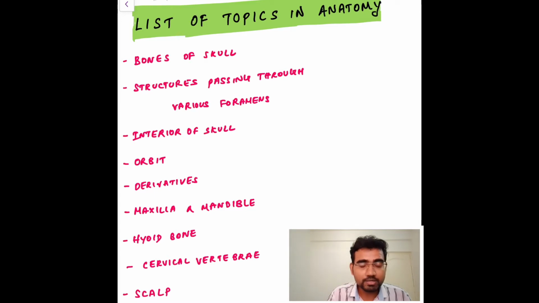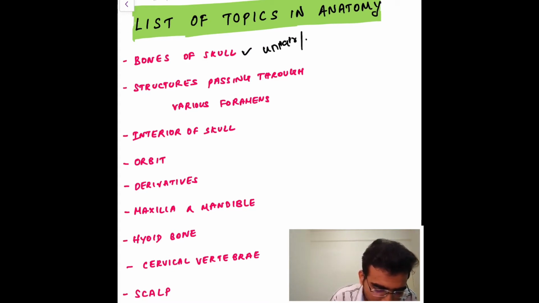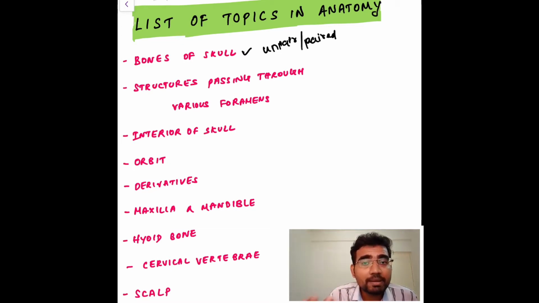The red ones you should read from the textbooks. So the first one, if you see, is the bones of the skull. The bones of the skull, if you see, are unpaired and paired, right? So you should be aware of all those things and the communicating aspects of it. If you look at paired, it's going to be the parietal and the temporal, and the unpaired is going to be the frontal and ethmoidal. Right? You have to know about all the communicating aspects of each bone and the ossifications of it and so on.